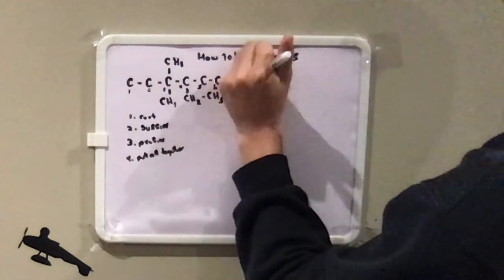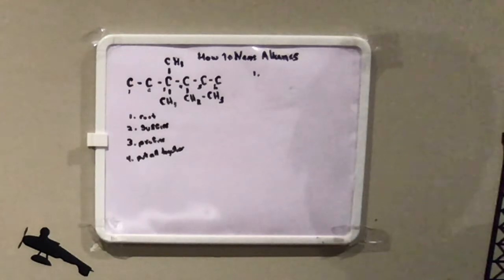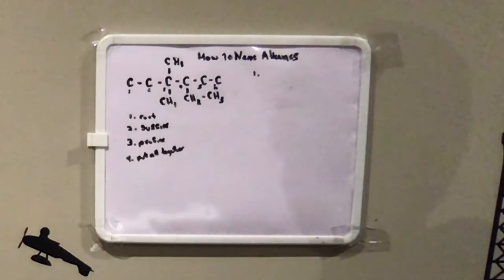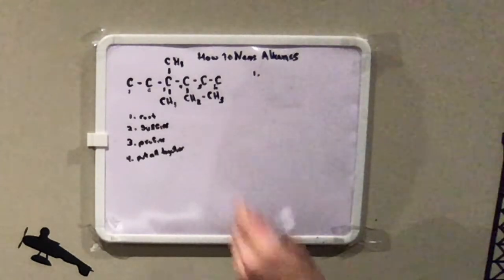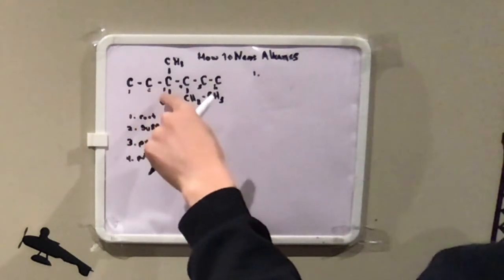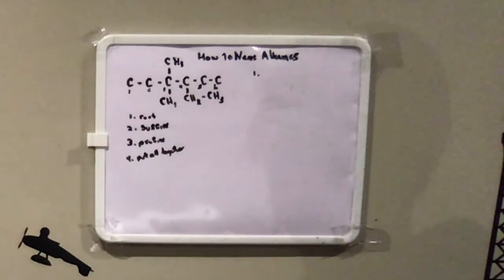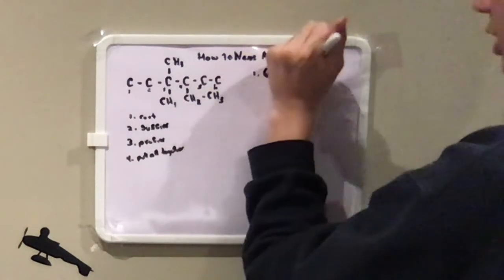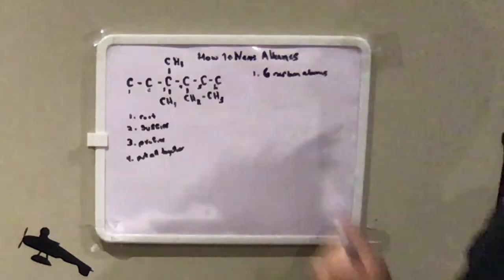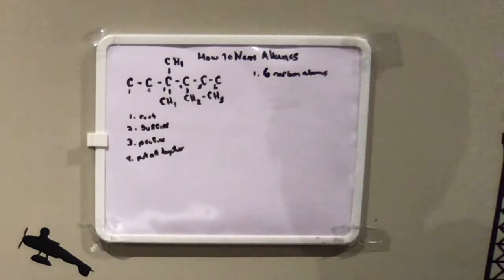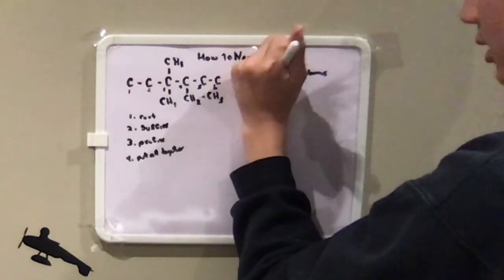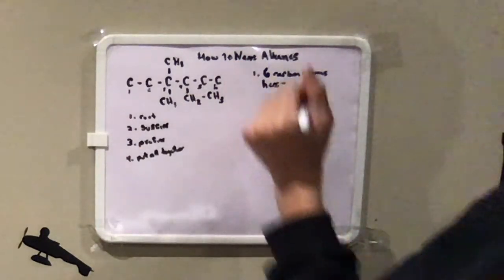So number 1, find the root. So we know that the root is just the longest continuous chain of carbon atoms in the alkane. And we see that there are 1, 2, 3, 4, 5, and 6 carbon atoms. So 6 carbon atoms in the chain. And if we look at our chart, 6 would be hex for the root name. So our root name would be hex.